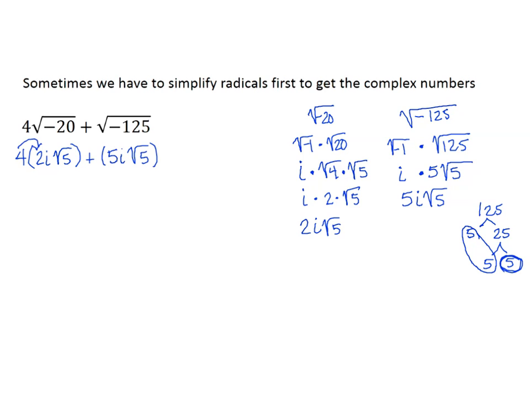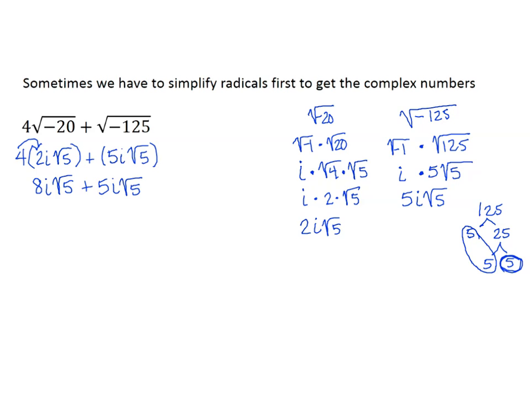Now I need to multiply the 4 by my 2 because they're both real numbers. We can only multiply reals times reals and imaginaries times imaginaries and radicals times radicals. So 4 times 2 would give me 8 i square root of 5 plus 5 i square root of 5.